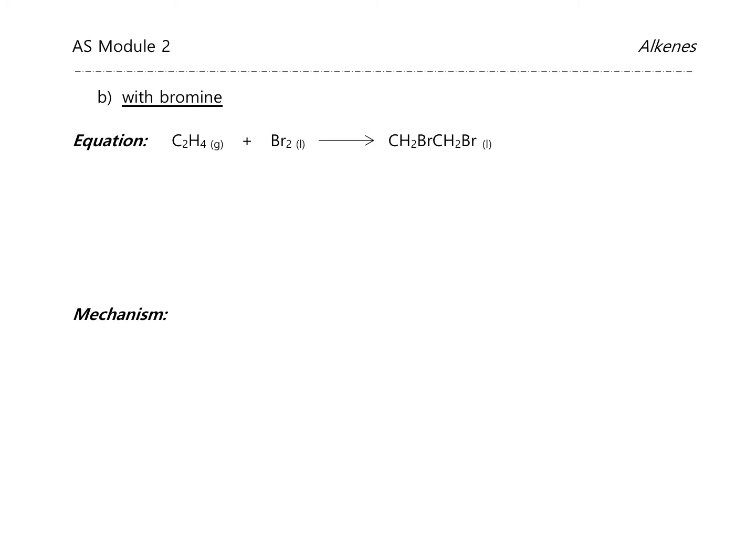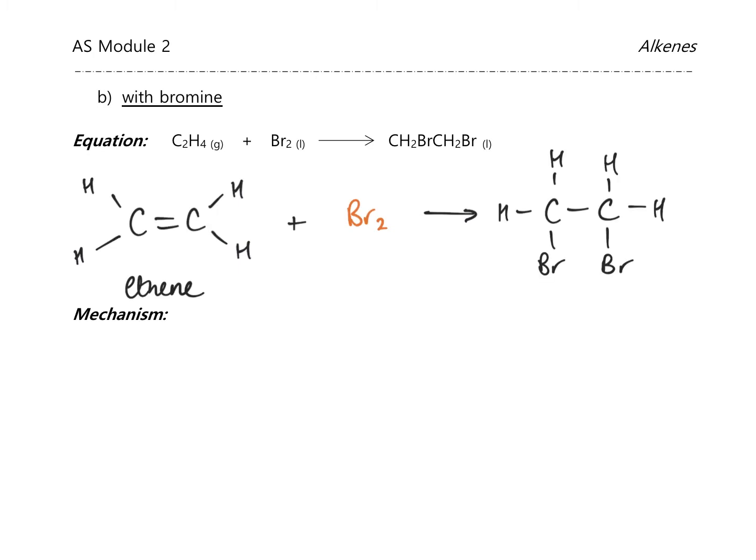So let's have a look at the structural equation. We start off with ethene, which has the formula C2H4, a carbon-carbon double bond, and each carbon being attached then to 2 hydrogens as well. That reacts with bromine, which is a red-brown liquid. And we see, just as with hydrogen bromide, that the bromine adds across the carbon-carbon double bond.